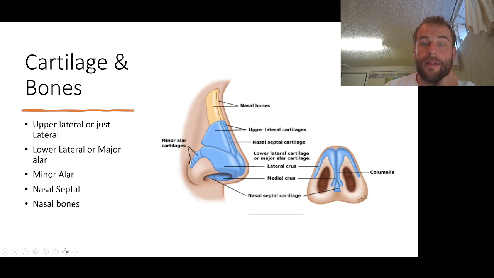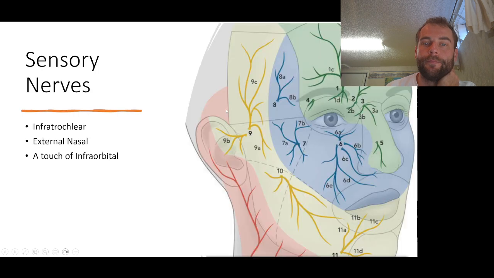You have your minor alar on the sides. So this is the lateral crus and the medial crus of your lower lateral or your major alar. Crus is like limb. The nasal septocartilage is down there. You can see it from a different angle. And then your nasal bones are up top.